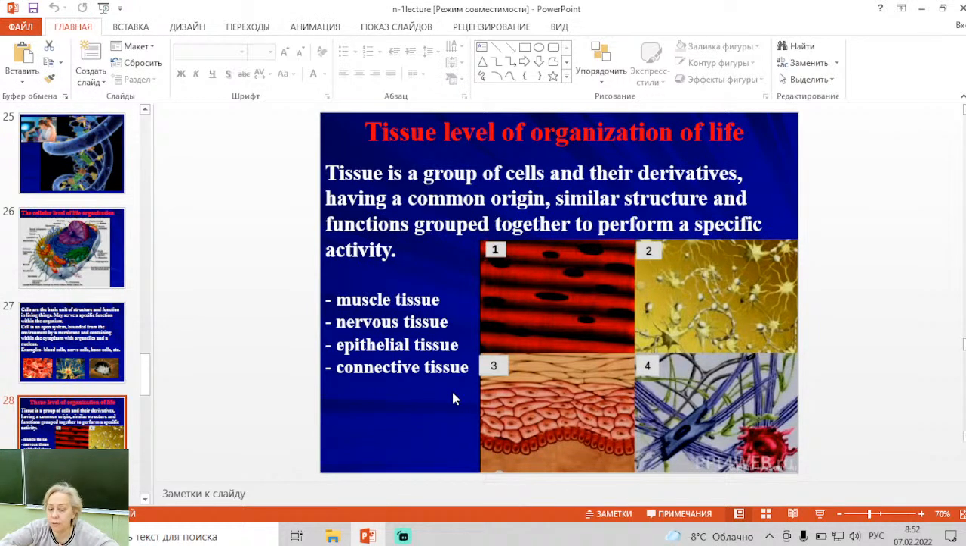Next level of life organization, the tissue level. What is tissue? Tissue is a group of cells and their derivatives having a common origin, similar structure and function, grouped together to perform a specific activity. On the slide you can see muscle tissue number 1, nervous tissue, epithelial tissue number 3, and connective tissue number 4.